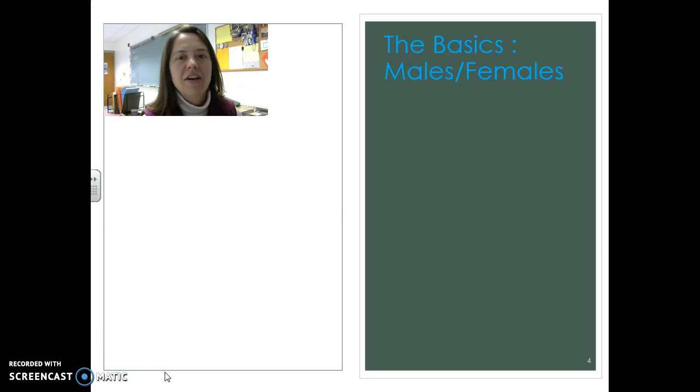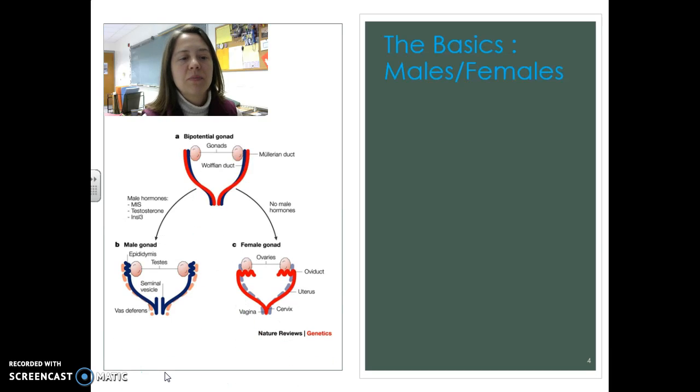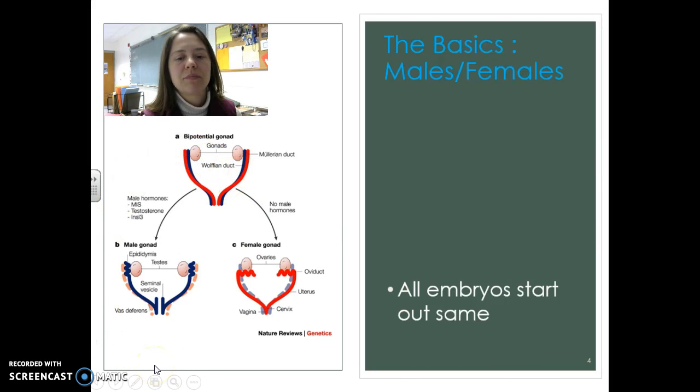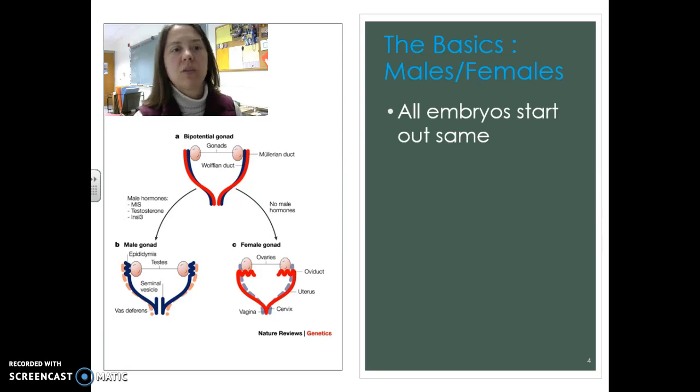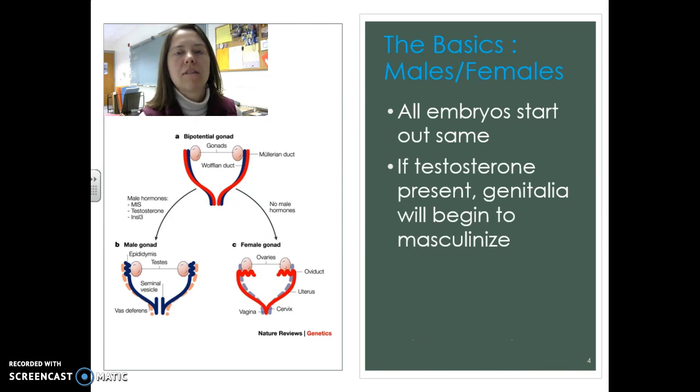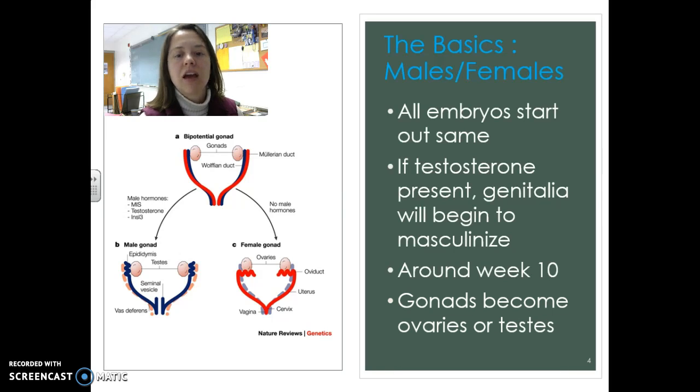So looking at the basics of males and females, we'll look at this picture of the developing fetus. All embryos start out the same. They are neither masculine nor feminine. If testosterone is present, the genitalia will begin to masculinize. If testosterone is not present, then all embryos will begin to form girls. This would happen around week 10 of the fetal development, and that is when the gonads either become ovaries or testes.